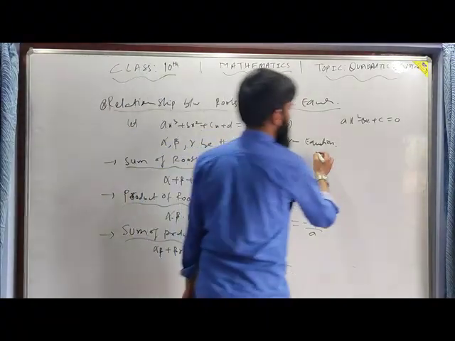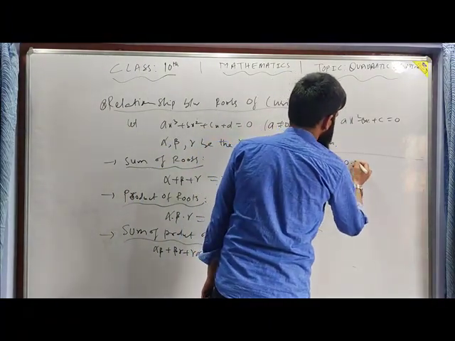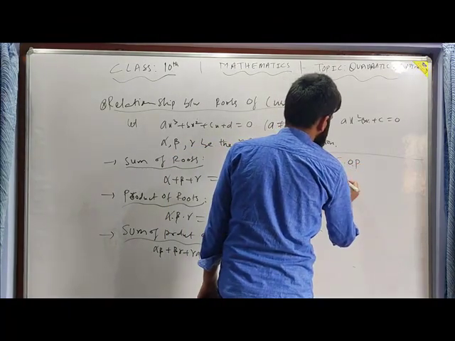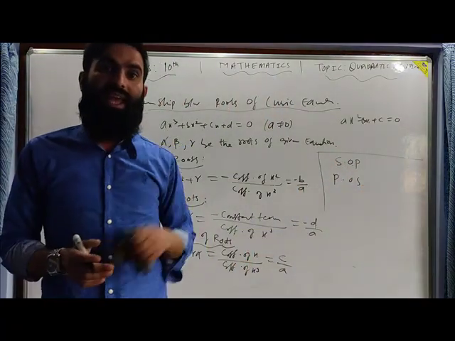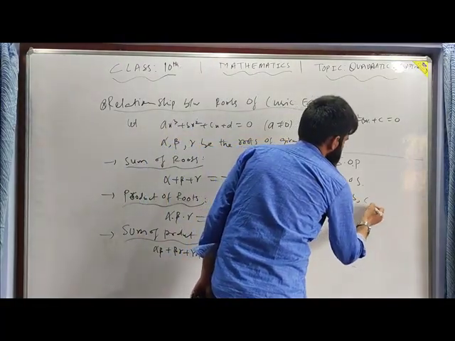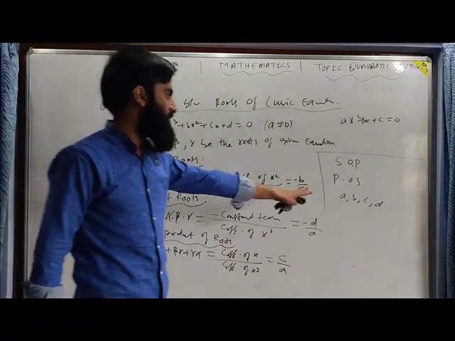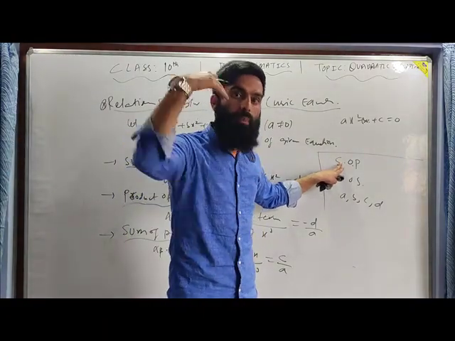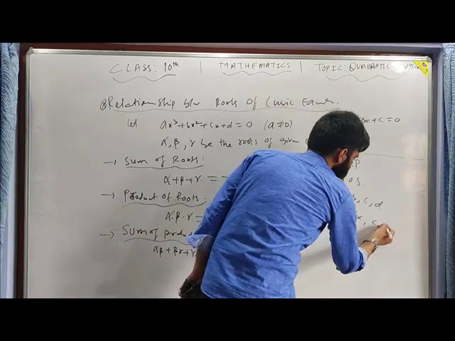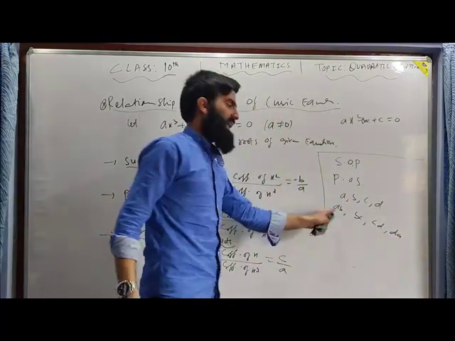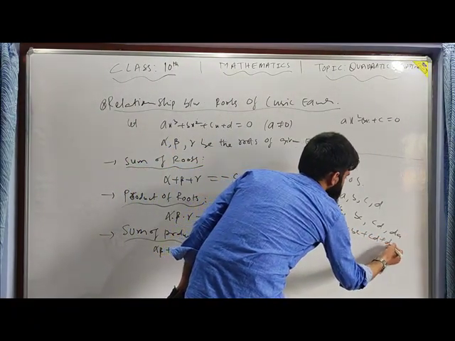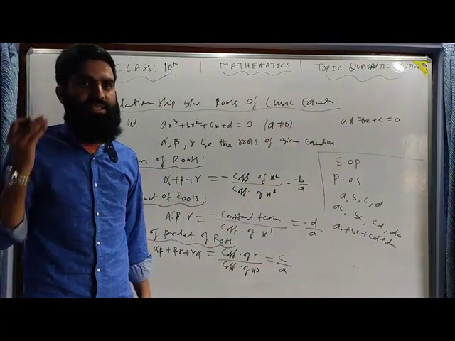Remember one thing: one is called SOP and the second is called POS. What is SOP? Sum of products. And POS is product of sums. Let me give an example. If we have A, B, C and D, and we take products of terms, AB is one product, BC is another product, CD is another product, DA is another product. If we take the sum of these product terms, AB plus BC plus CD plus DA, that is called a sum of products, SOP.